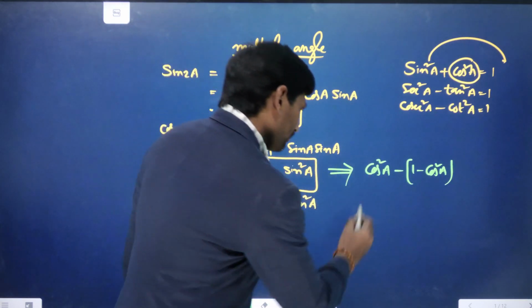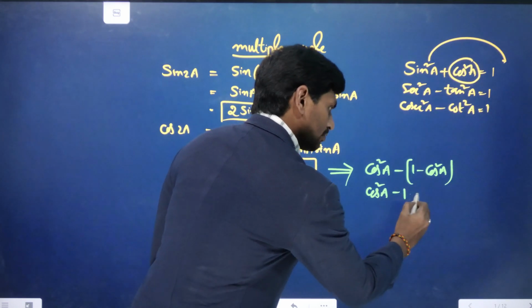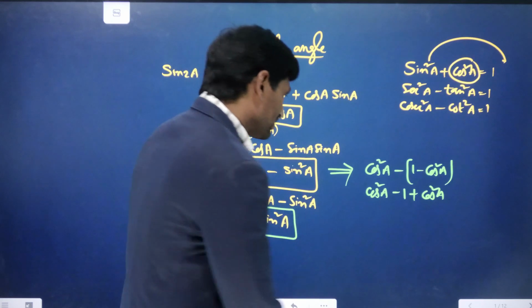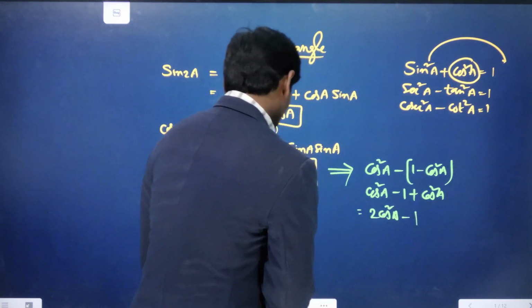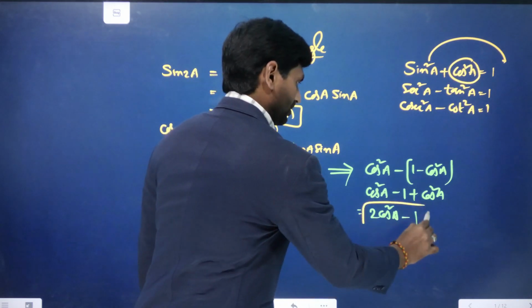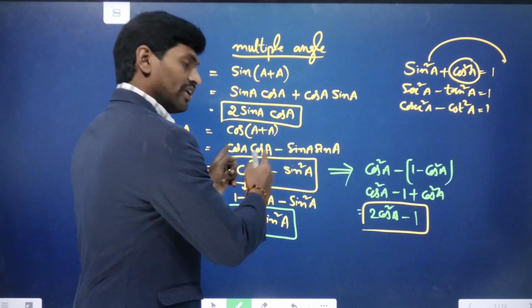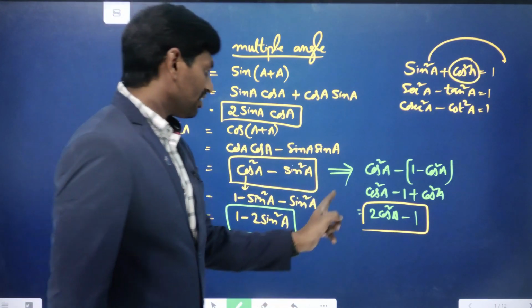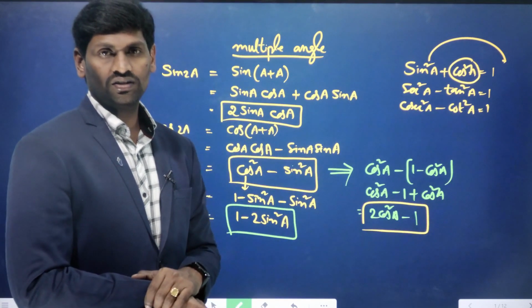So cos square A minus 1, minus into minus is plus. Cos square A plus cos square A is nothing but 2 cos square A, minus 1. So the cos 2A formula is cos square A minus sin square A, or 1 minus 2 sin square A, or 2 cos square A minus 1.